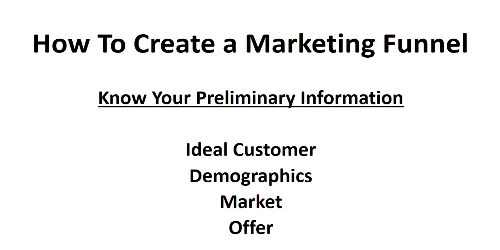Step number one is to know your preliminary information. Who's your ideal customer? What are the demographics involved with that customer? You also want to know your market, including insider terms, and have a solid offer in place. This is all preliminary stuff you want set up before you do anything with online marketing or any type of funnel, because otherwise you're just going to waste your time and your money. That's what I mean by preliminary information.